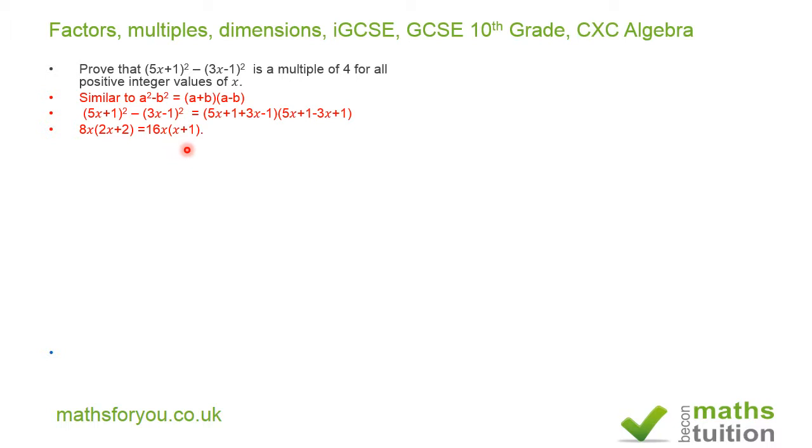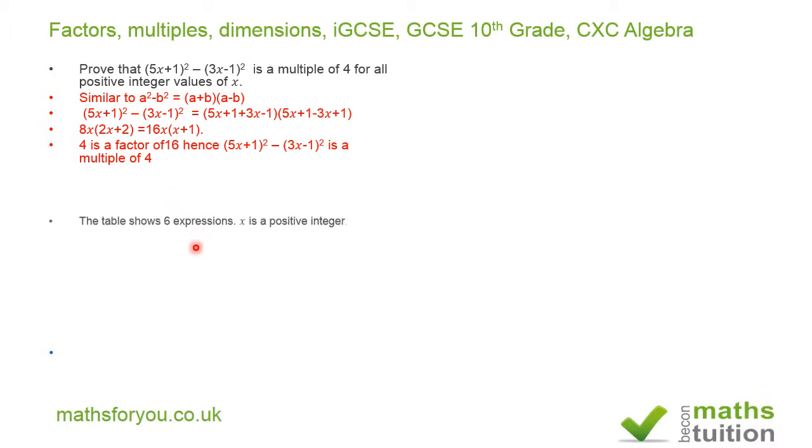If you factorize this, you don't have to do that, but if you factorize 2x + 2, we end up with 16x(x + 1). Now, 16 or 8, each of them is a factor of the expression (5x + 1) squared minus (3x - 1) squared. And 16 is also a multiple of 4, so is 8. Therefore, the expression (5x + 1) all squared minus (3x - 1) all squared is a multiple of 4.